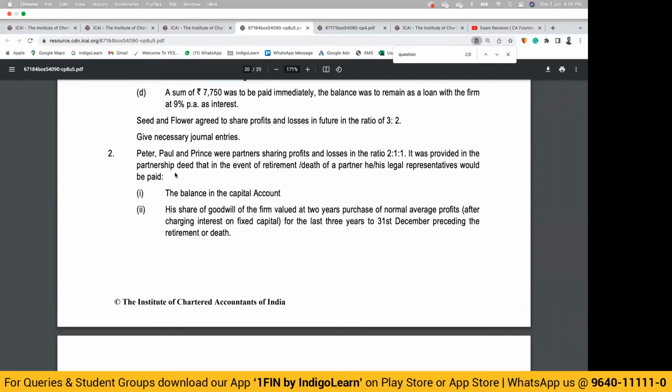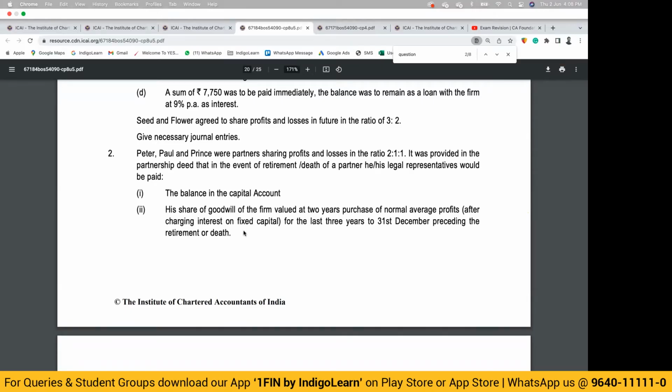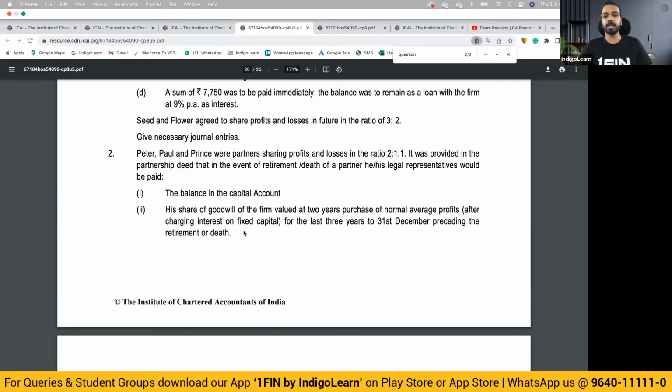It was provided in the partnership deed that in the event of retirement or death of a partner, he or his legal representatives would be paid the following: balance in the capital account. Okay, even if they don't mention this, we know that it has to be given. His share of goodwill in the firm, valued at 2 years purchase of normal average profits after charging interest on fixed capital. So we'll have to calculate the normal average profits after charging interest on capital, and that average has to be done for 3 years to 31st December preceding the retirement or death.